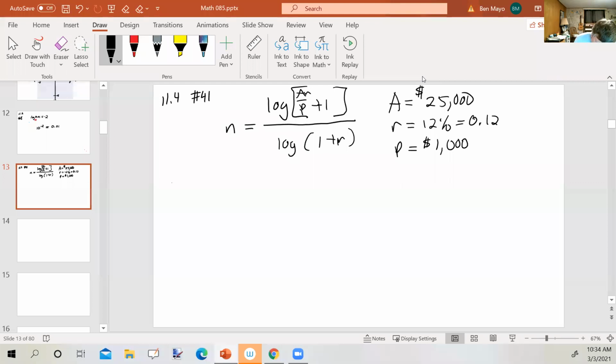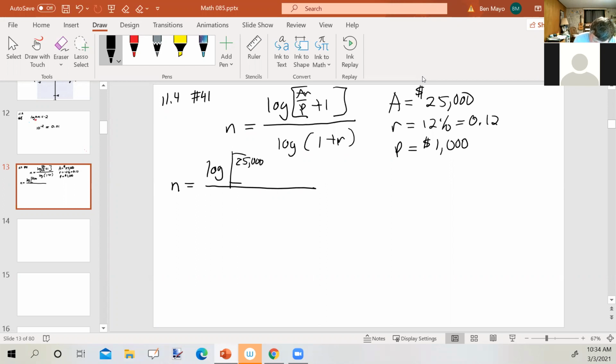Okay, so N equals, in the numerator, the log of A, which is 25,000, times R, which is 0.12, all over P, which is 1,000, plus 1. And that's all over the log of 1 plus 0.12. Now, this is another case where we can put everything into the calculator just as it is, or we can simplify it first. I'm going to go ahead and simplify it first.